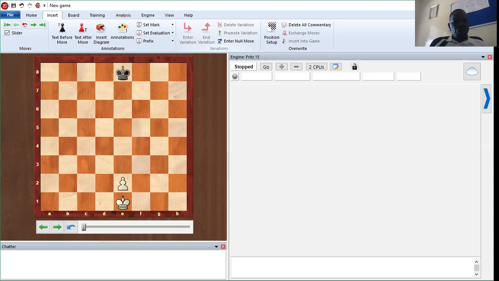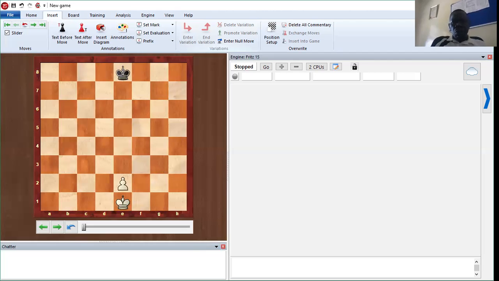Look at the diagram that we have before us. We have the two kings on the B file, with the black king on B8 whilst the white king is on B6. In positions such as this, we say there's vertical opposition because no king can vertically move towards the other king.